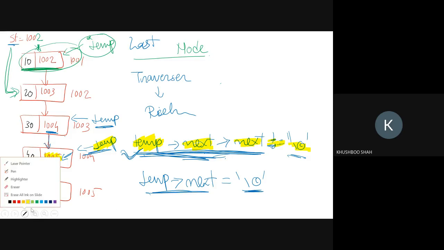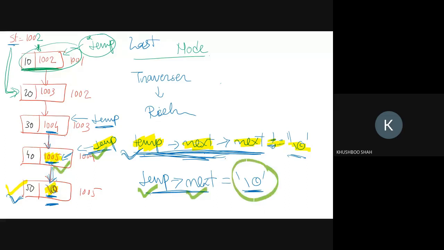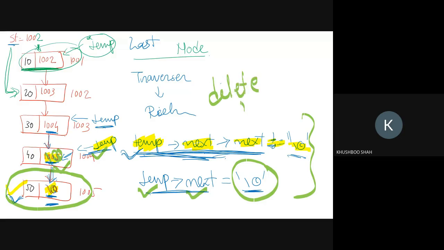If it is true, then temp's next should be assigned null. So now here is null, and this is the end. After applying these two statements, of course, I need to free the space, free the memory. So how can I remove the data or the node? By using the delete operator or the free operator. That will be long, but right now just understand the concept.